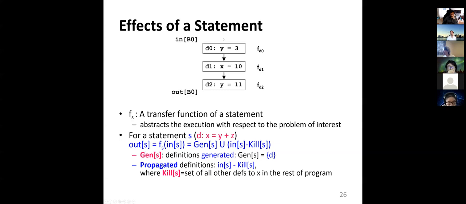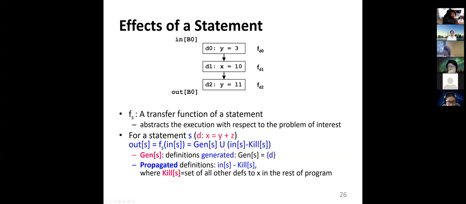So each statement has some input always, right? And then what this transfer does, it generates some new definitions that's defined as GEN. GEN is essentially definitions generated by this statement. And in this case, it's very trivial. It generates just one definition, D itself, right? So this is a very simple statement. It just had one definition generated.